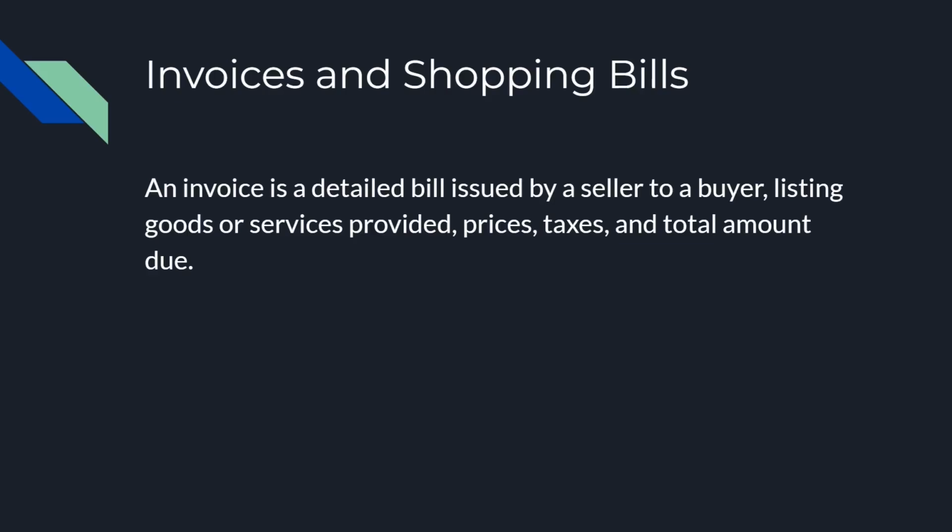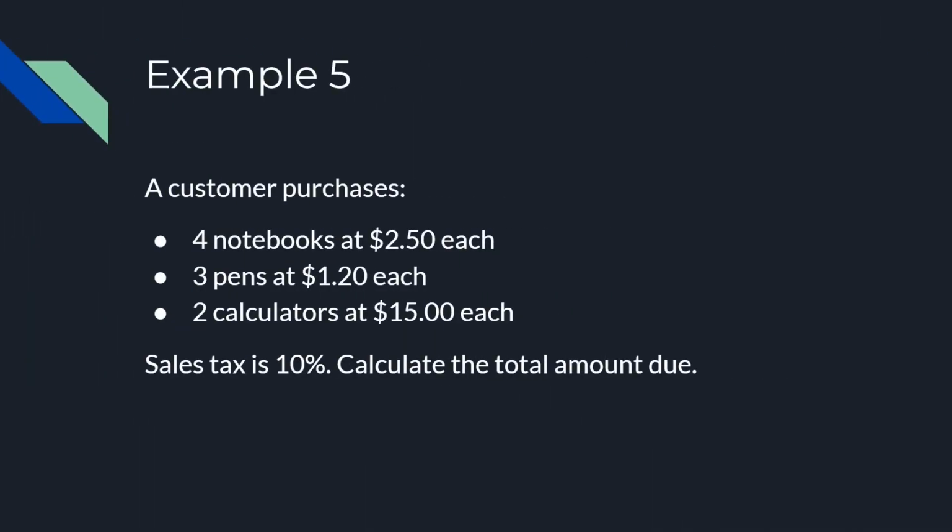Invoices and shopping bills itemize the products or services you have purchased, including prices, taxes, and any discounts, helping you to keep track of your spending. Here's an example. A customer purchases 4 notebooks at $2.50 each, 3 pens at $1.20 each, and 2 calculators at $15 each. Sales tax is 10%. And then we're required to calculate the total amount due.